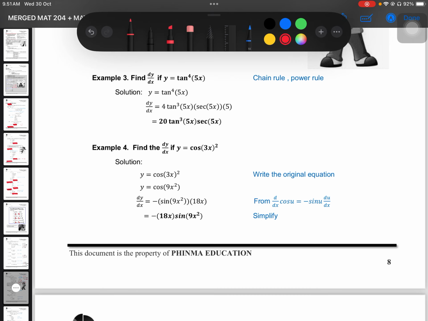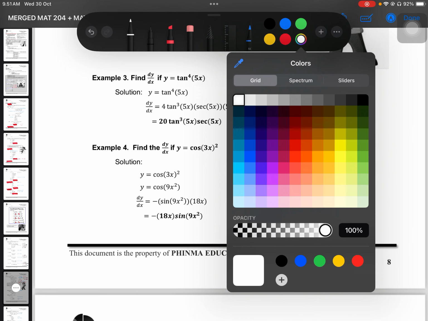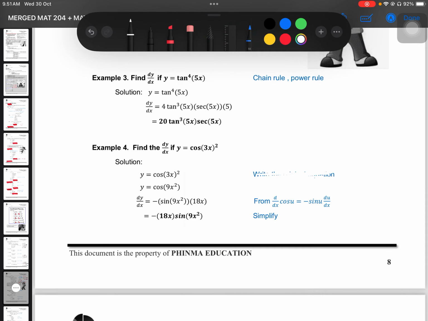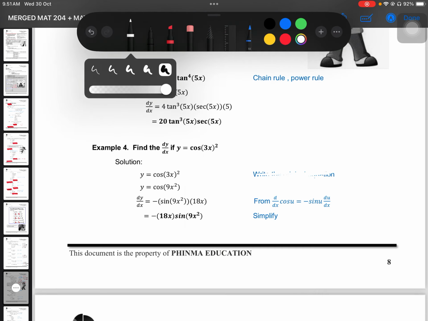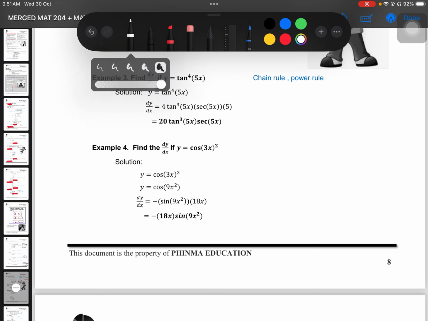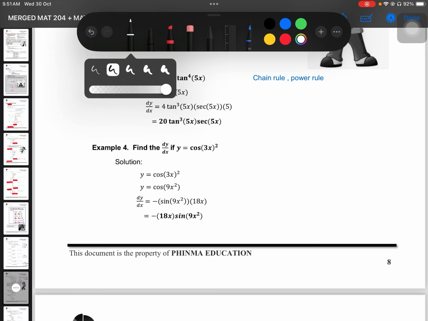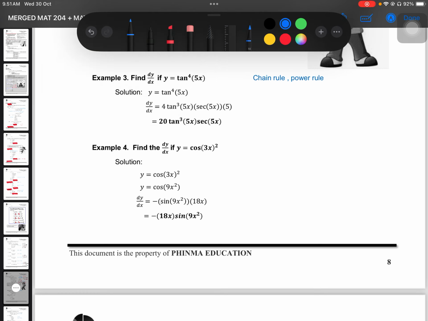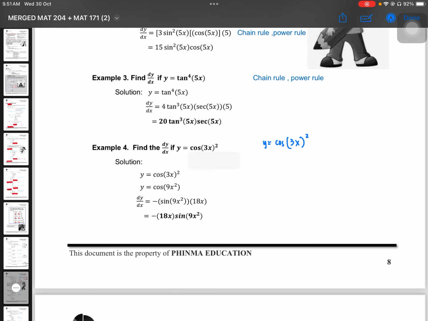Okay. Palitan ko lang ulit. Tanggalin ko lang to para pagsulat tayo ng mas malaki. Okay. Now, let's have this one. Y is equal to cosine 3x squared. Okay. Take note na pag ang square mo, kapag nasa trigonometric ka, ang square ng trigo ay nasa pagitan ng trigonometric function at ng x niya.